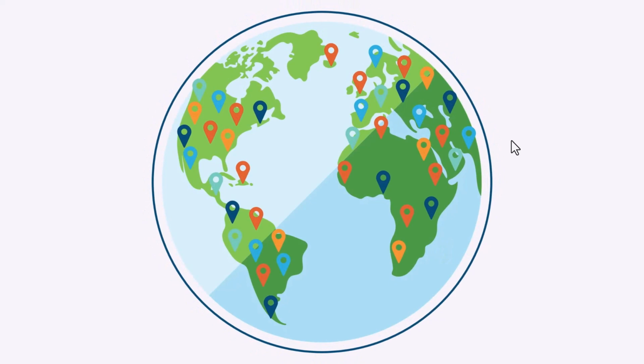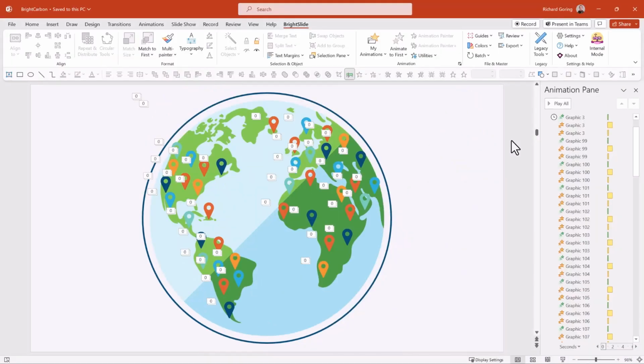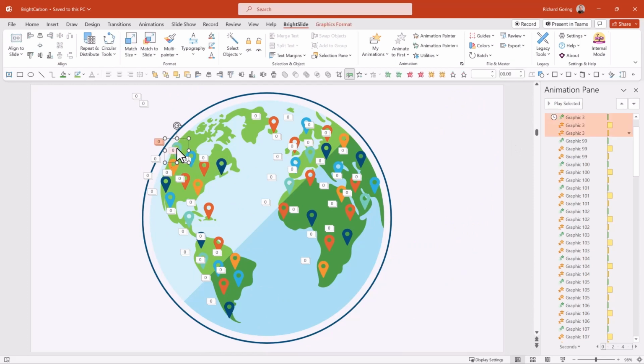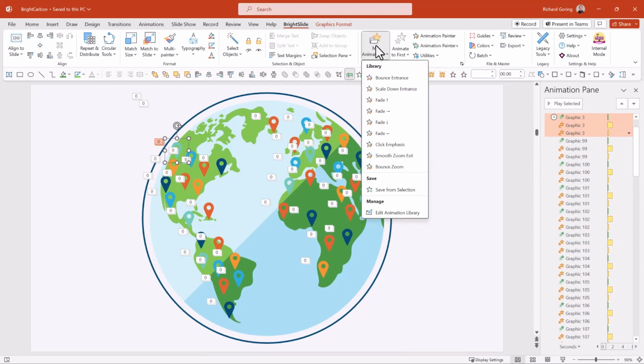Now I like that, and if you are creating your own custom combinations, you can select the object that you've animated with that custom set, go to the BrightSlide tab and go to My Animations, and down at the bottom here choose Save from Selection, and that will allow you to add up to 30 different custom animation combinations in your library here. So a great way to quickly set up a style that you'd like and apply it across multiple elements within a presentation, or indeed across multiple presentations.